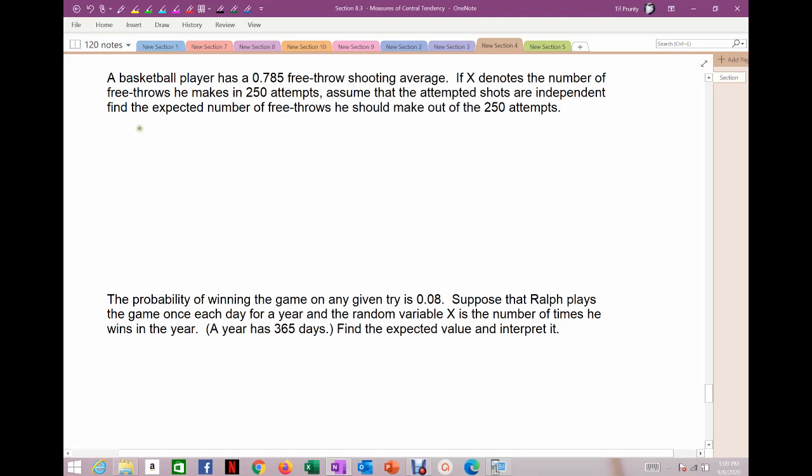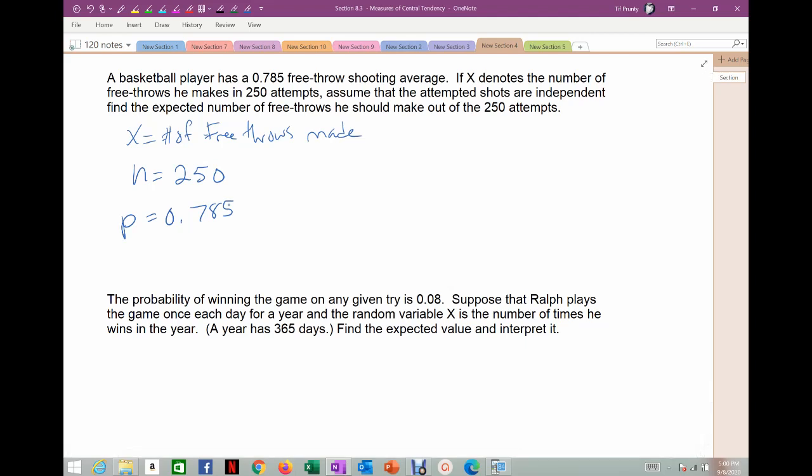So again, binomial. X counts the number of free throws made. N is he's going to try 250 times. Probability of success is .785. Probability of failure would be 0.225, not 0.27. But we don't need that. I just need my P and my N.